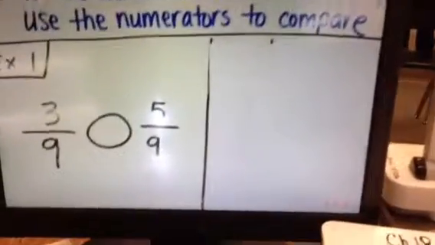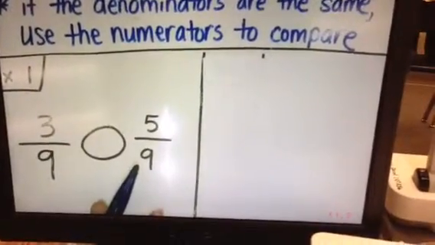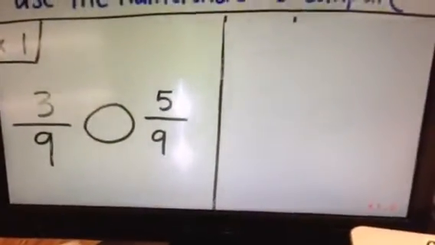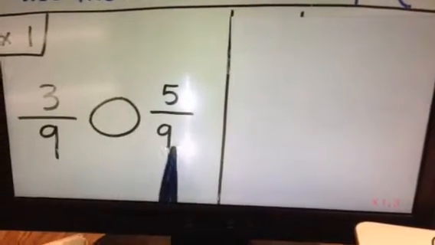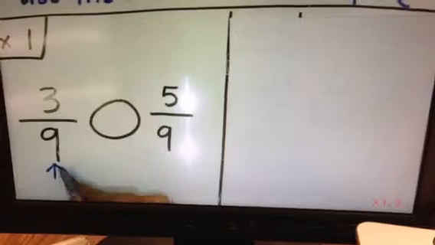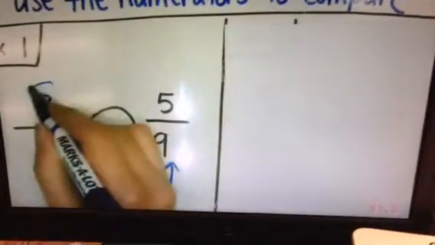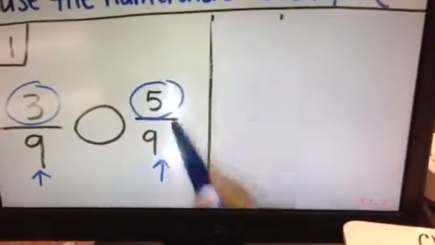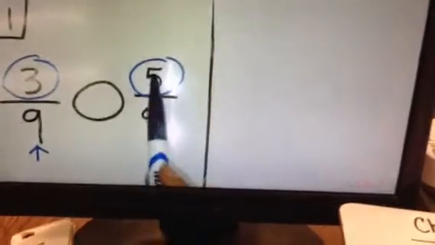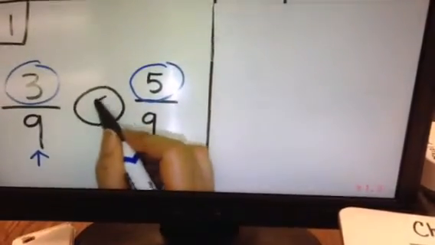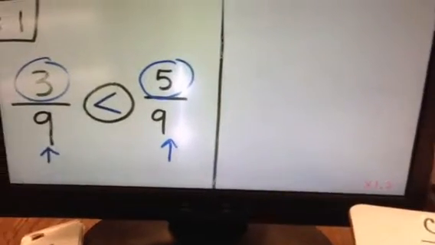In example 1, the fraction is 3/9 compared to 5/9. First, you have to check to see that the denominators are the same. And they are the same. They're both 9s. Next, you look above at the 3 and the 5 to see which one is smaller or bigger. 5 is bigger than 3, so your answer is 5/9 is greater than 3/9.